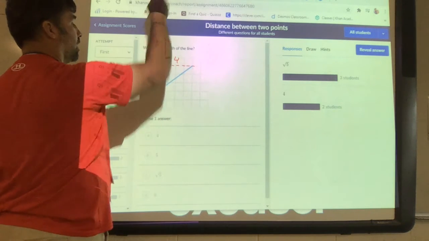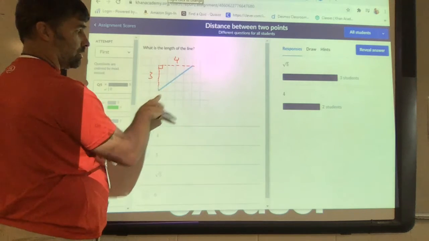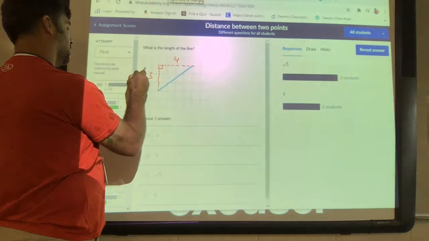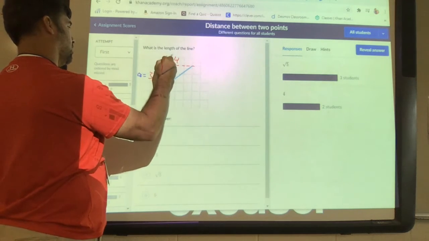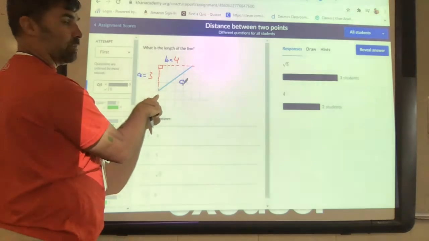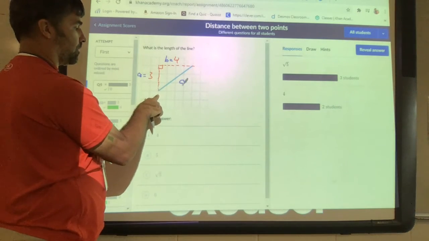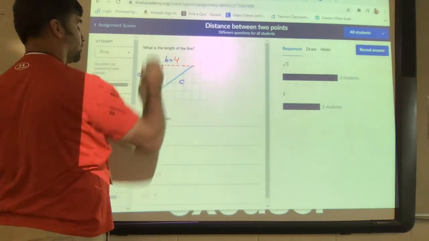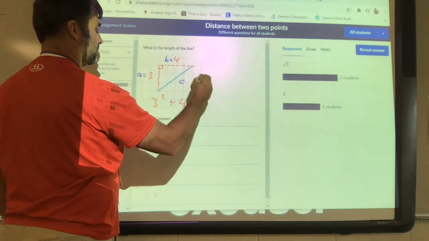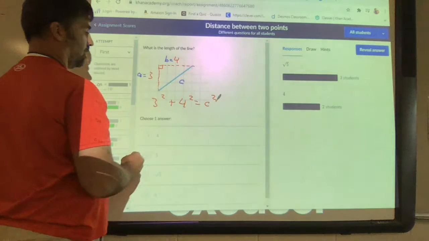Well, that's a right triangle. I've got 2 sides and I'm trying to find this third, which would be the hypotenuse. In the Pythagorean theorem, that's a, that's b, and I'm trying to find c. Once I find c, that's going to be my length. So you go a squared plus b squared equals c squared.